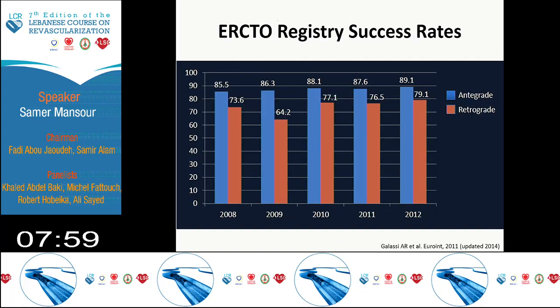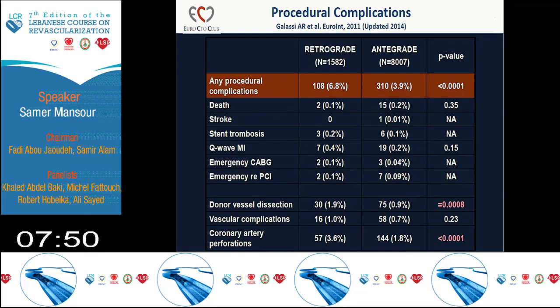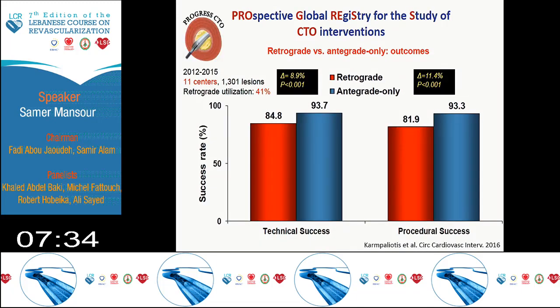Dr. Garassi is the founder of the European CTO registry, and here you can see the rate of procedural success. It's of course higher for European operators using the antegrade as compared to the retrograde. And you can see here the rate of complications. General complications are usually of low rates. There is no significant difference between the retrograde and the antegrade. What is higher in the retrograde approach is the rate of donor vessel dissection and coronary artery perforation.